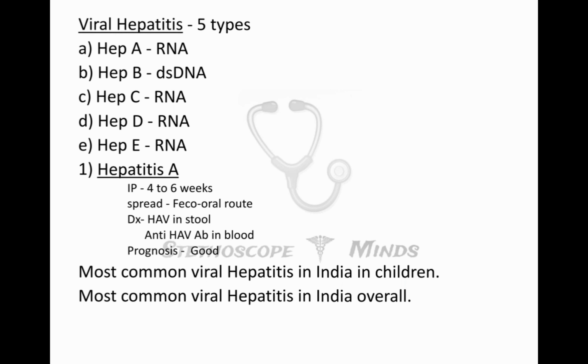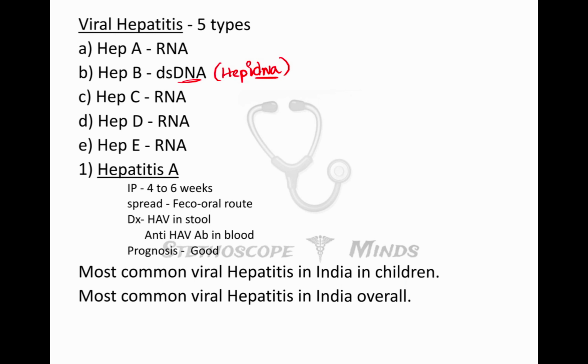As you observe, all 5 types have the same genetic material except B. That's why B is also known as hepadna, in which DNA is present. So don't get confused in the exam. Hepatitis B is made up of double stranded DNA. That's why its name is hepadna.